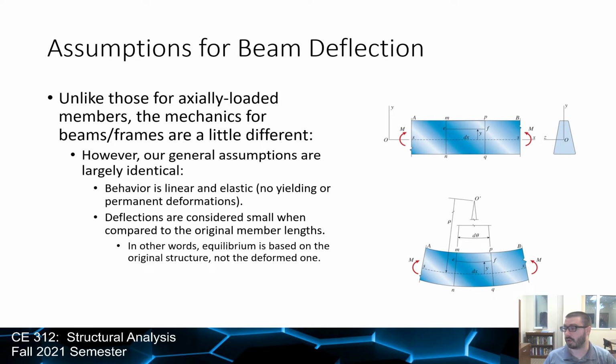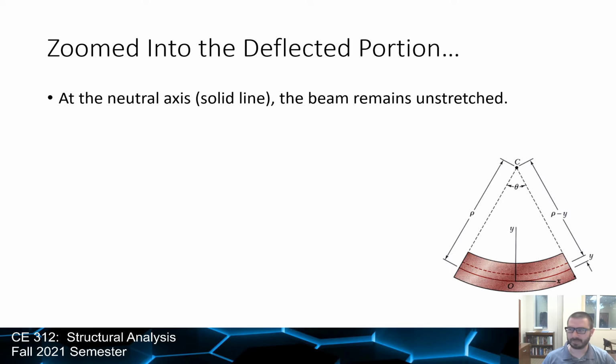We call that a first order analysis. So second order analysis is if we do have to consider the deformed shape, which we do have to do sometimes whenever we're looking at stability, like columns and buckling and things like that.